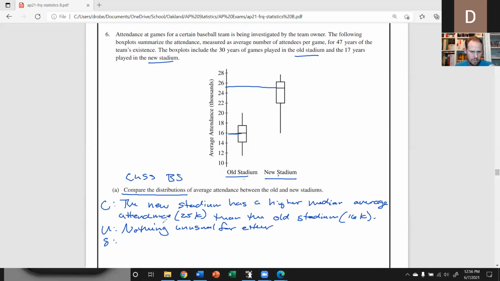All right, shape. This one looks approximately symmetric. This one looks a little bit skewed towards the lower numbers. So the old is approximately symmetric. New is skewed towards the lower numbers.